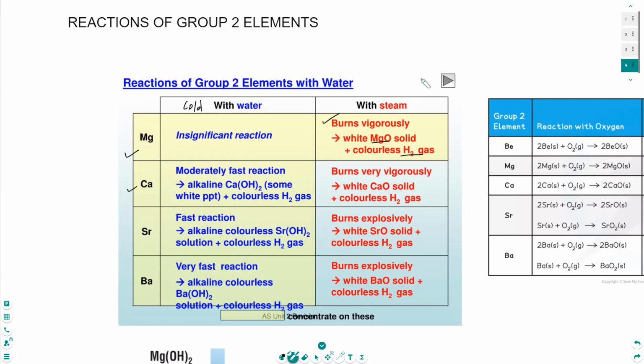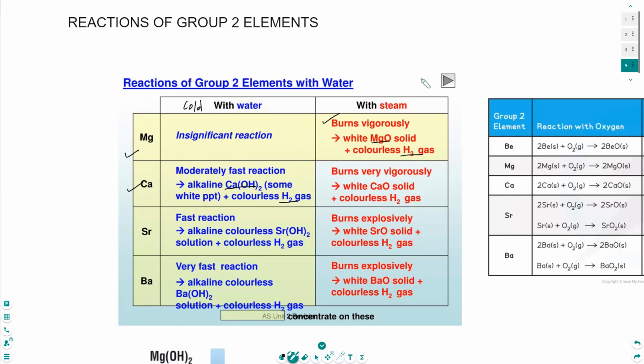Now, calcium would be more reactive than magnesium because calcium is larger than magnesium, and it would be easier for calcium to lose its 2 electrons. So calcium gives us a moderately fast reaction with water, right? It doesn't need steam to react. It can react with liquid water, but look at the difference in what is produced. When calcium reacts with water, we produce calcium hydroxide and hydrogen gas. Please note that magnesium gave us magnesium oxide, but calcium gives us the hydroxide of the metal and hydrogen gas.